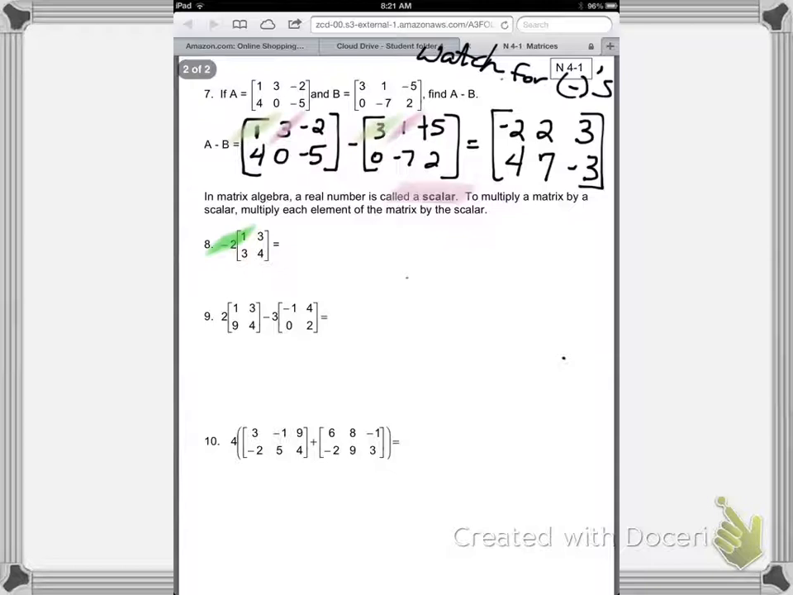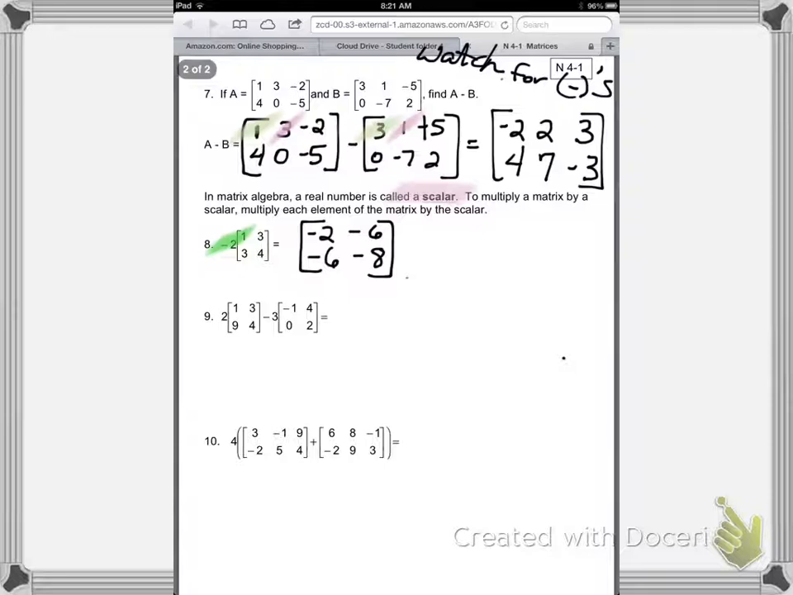So the first thing is to multiply. Negative 2 times 1, you get negative 2. Negative 2 times 3 will give you negative 6. Negative 2 times positive 3, again negative 6. And negative 2 times 4 is negative 8. Okay, so that part's pretty easy.